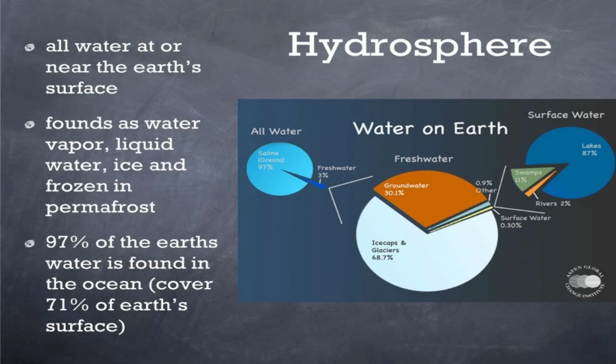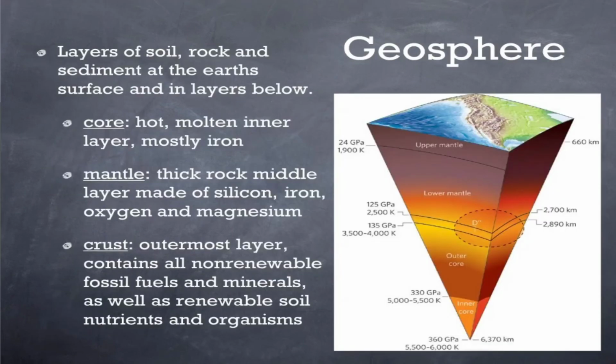Oceanic deeps are the deepest part of the ocean bottom and account for 7.0% of the total surface area of the ocean bottom. So the water bodies, mainly oceanic areas, are the source areas of water vapor, which provides water solution for the biological communities in the biosphere. Here, as vapor, liquid water, ice, and frozen in permafrost, 97% of the earth's water is found in the ocean, which covers 71% of the earth's surface.